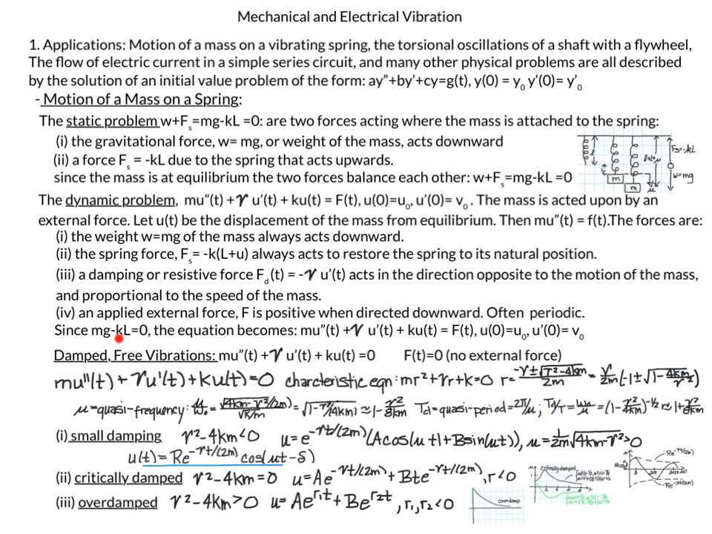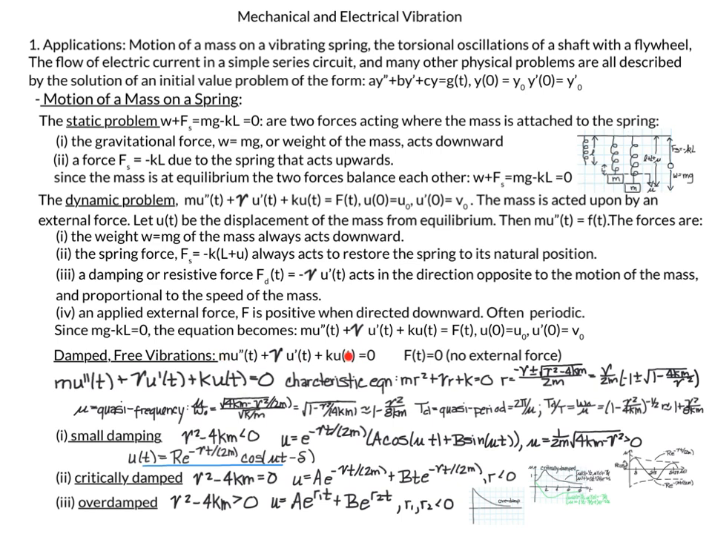And then since mg minus kL equals 0, the equation becomes, and I've also written it up here, m u double prime plus gamma u prime plus k u is equal to the external force. We are going to look at, in particular, damped free vibrations. In other words, we're going to have this damping resistive force, and free meaning there's going to be no external force. In the next video, we'll add external forces. And our equation becomes m u double prime plus gamma u prime plus k u equals 0.